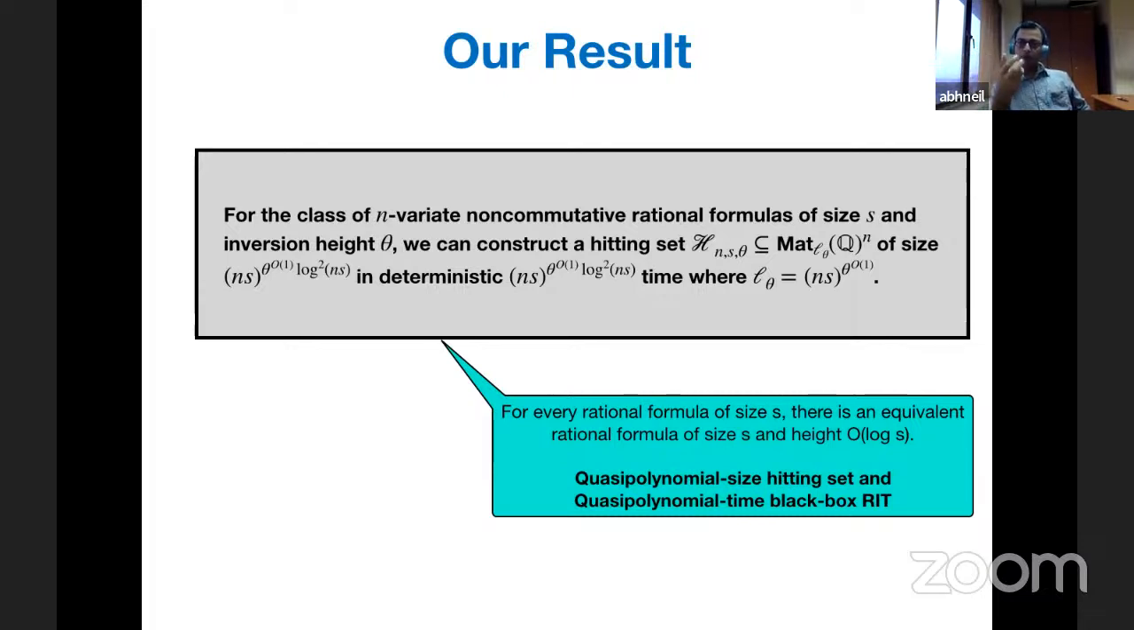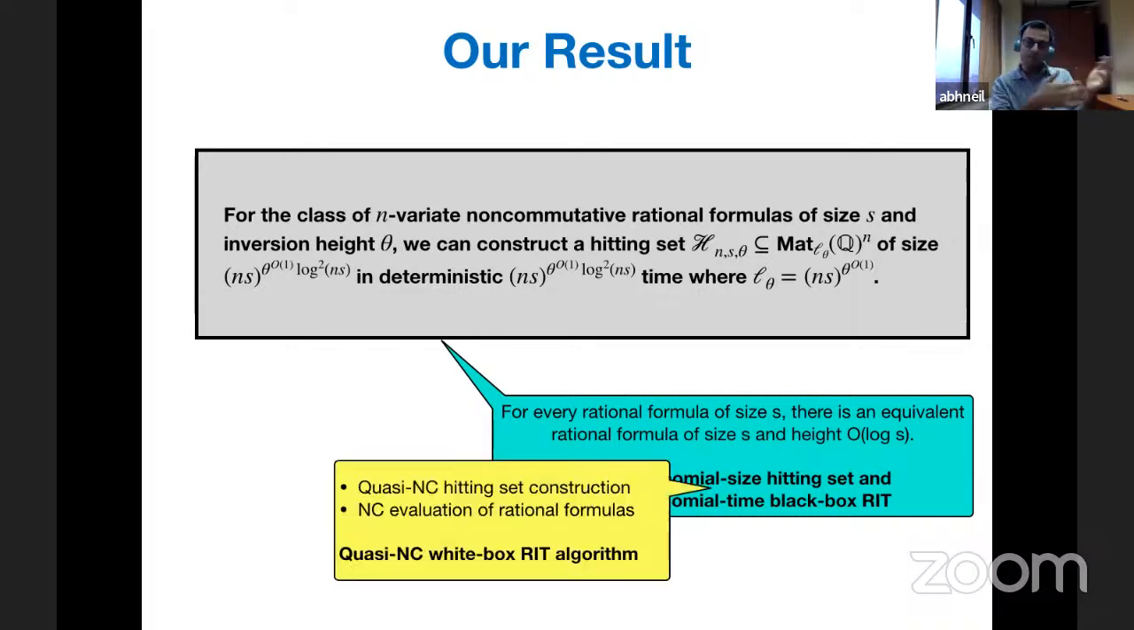So from our result, it puts the general rational formula of polynomial size at a quasi-polynomial bound. We get a quasi-polynomial size hitting set for polynomial size rational formulas, and therefore a quasi-polynomial time black box algorithm follows. Also, as I pointed out, you can evaluate a rational formula in NC, and this hitting set construction can be done in quasi-NC. So it follows that for the white box RIT problem, we can derandomize Derksen and Makam's result and get a quasi-NC algorithm in the white box case.